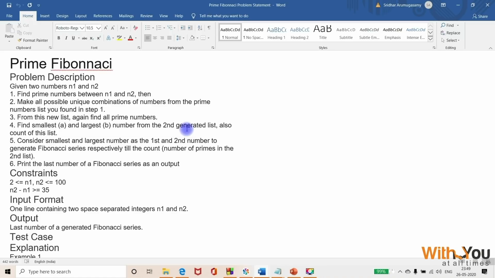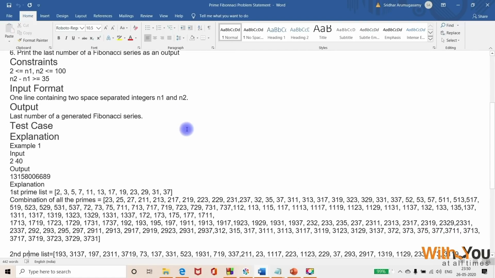Step 2, make all possible unique combinations of numbers from the prime number list you found in step 1. That's interesting. Normally, what do we do in college? Given two numbers, you just print the numbers in between and you're done. Here, they don't want that to be on the screen. They want that to be stored, to be reused. Got the point? So there is something a little more important than what we have been doing. What is this combinations? Let's have a look at any examples.